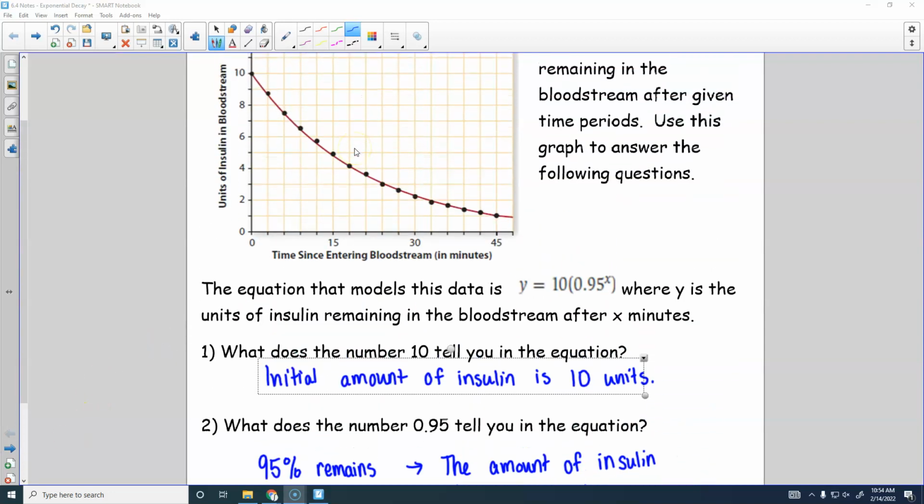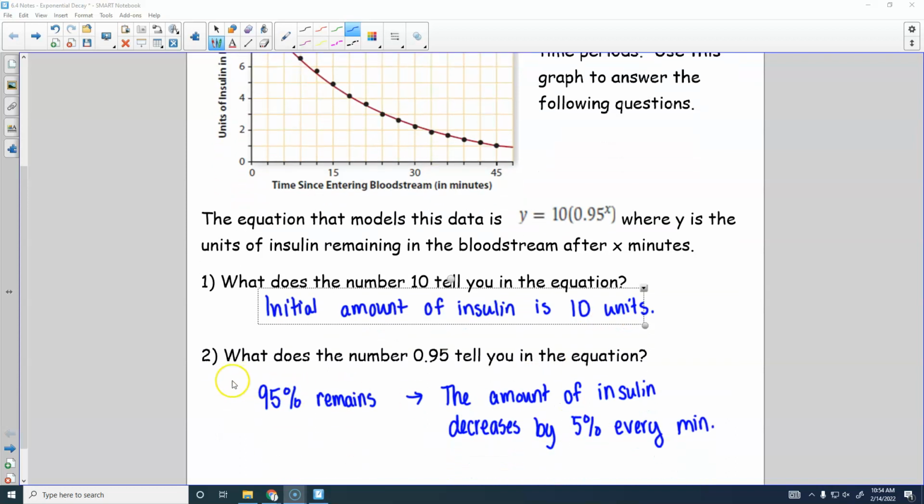So we're looking at the amount of insulin here, and we're using this equation. The first question asks us what the 10 stands for. That would be our initial amount of insulin, which is 10 units. And then for the second part, it asks us what the number 0.95 tells us. 0.95 is the amount of insulin that remains, which means that if 95% remains, that 5% has been used up. So it tells us that the amount of insulin decreases by 5% every minute.